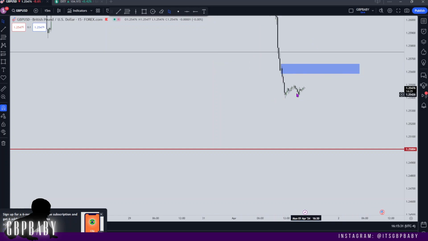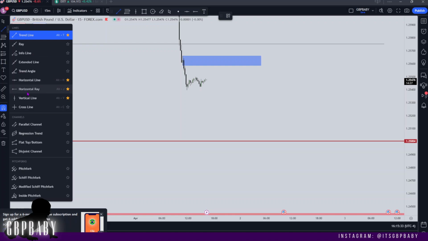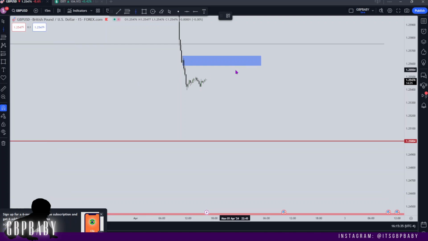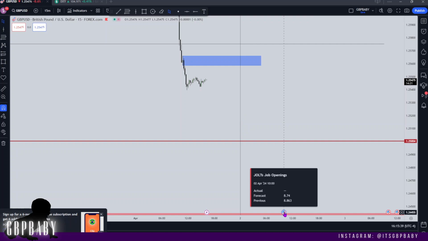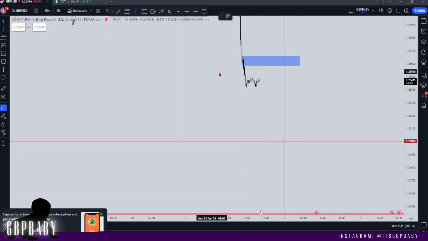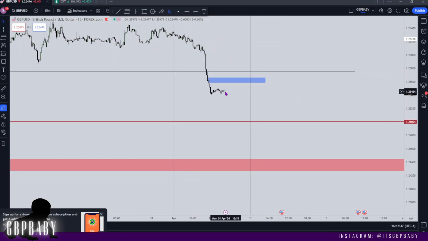So I'm going to get that drawn out. I'm also going to get the daily dividers marked out just to make things a little bit easier on myself. And then you'll see we have high impact news tomorrow at 10 a.m. New York. So what we might find is that New York opening might be a little bit more consolidated than anticipated, which is completely fine.